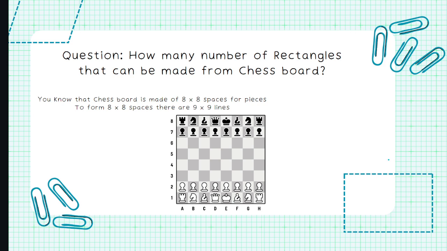We know that a chessboard is made of 8 spaces horizontally and 8 spaces vertically. And to make these 8 spaces, you need 9 lines. So since there are 8 by 8 spaces for pieces, there are 9 horizontal lines that go like this and 9 vertical lines. Okay? So that's important to this question.